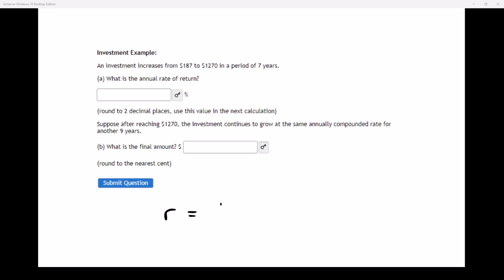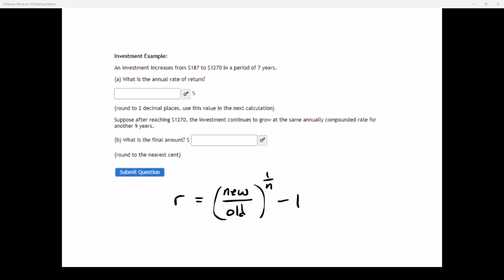R is, we'll take the new amount, divide by the old amount, and do 1 over n for the number of years or whatever kind of incremental equal amount of time. N represents equal amounts of time, and then we have to minus 1. This actually comes from the compound interest formula, and it's solving for the rate in the compound interest formula. So we'll just go directly to that formula and plug in the appropriate value.